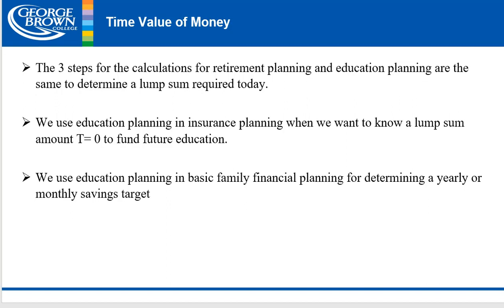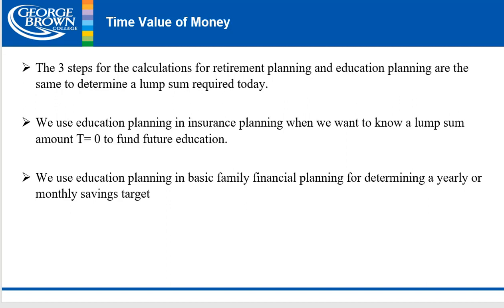The 3 steps for the calculations for both retirement planning and education planning are the same, to determine a lump sum required today. We use education planning in insurance planning when we want to know a lump sum amount at time 0, that's today, to fund future education. The scenario would be a parent dies, there's no more income, and we want to make sure there would be enough money available to fund the child's university education sometime in the future. So what amount would I need today to cover those costs? That's the application, but we need to know how to do the calculations.